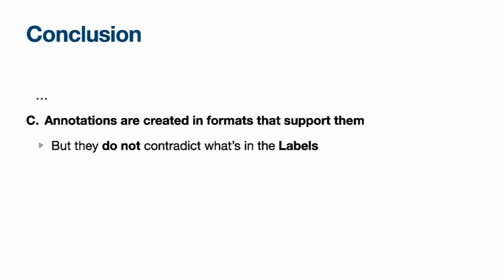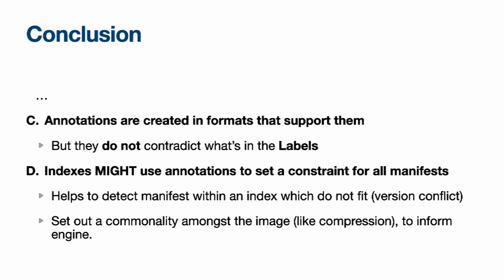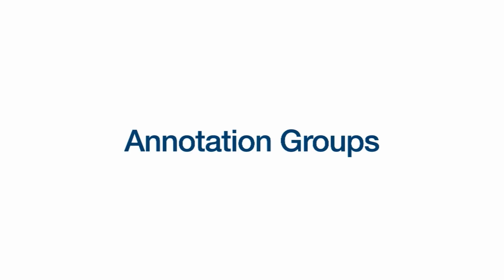Okay, so this conclusion we already had. And if we use image indexes, we use annotations to set constraints for all images within that. I think that would be nice to detect manifests that are not part of that, that maybe have a version conflict or other things. Okay, that's annotations and labels. And in the next part, I will talk about annotation groups.